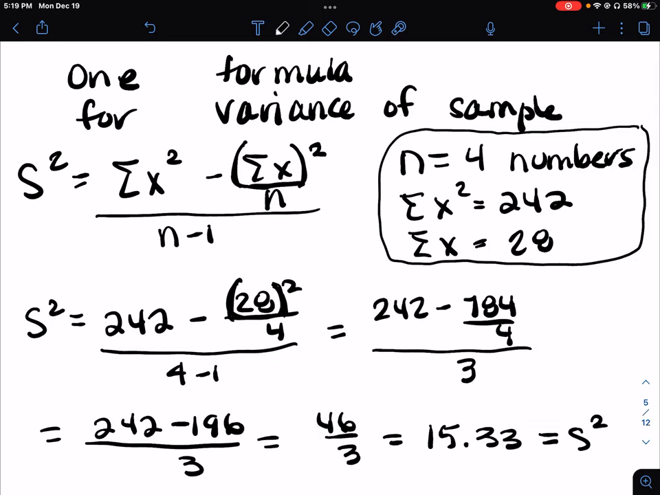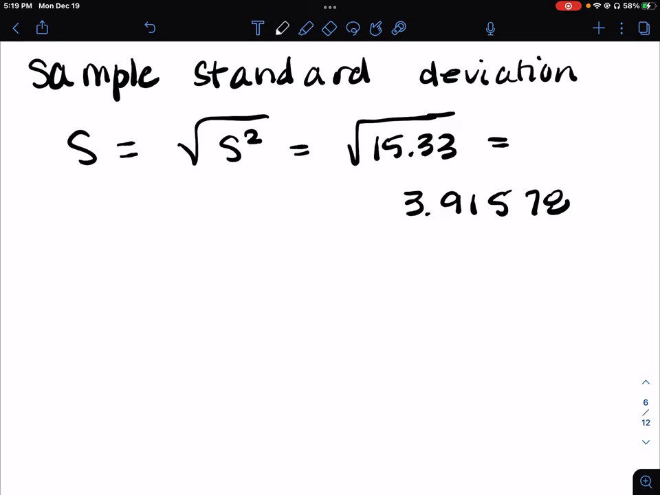Okay, so when you square 28, you get this 784 number. Okay, next you take the 784 and divide by 4, and that's the 196. Okay, subtract on top and then divide. And that's called the sample variance S squared. The sample standard deviation is S, and you just take the square root of the variance.